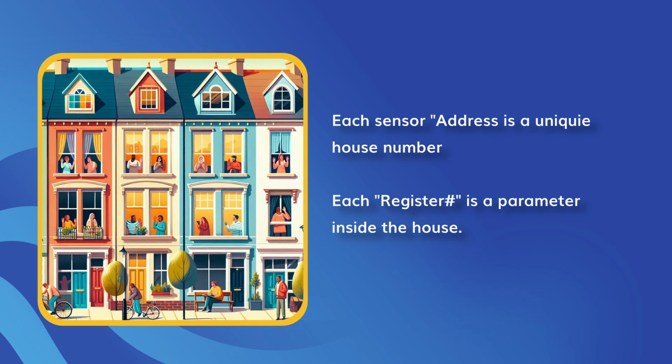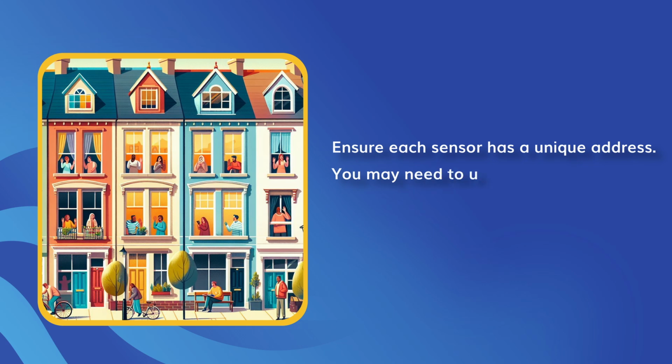A parameter can be a water level, temperature, or quality, among many more. If we have two or more houses with the same addresses, the messages can get mixed up, and this can cause errors and prevent readings.